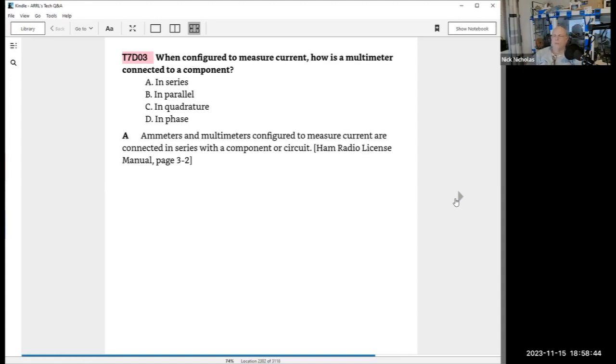When configured to measure current, how is a multimeter connected to a component? Current is a flow through a component, so you have to be in series. In order to measure current, you have to open the circuit and put the ammeter in between the component and the rest of the circuit.